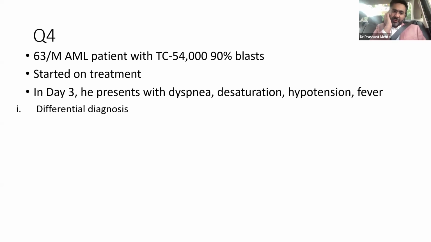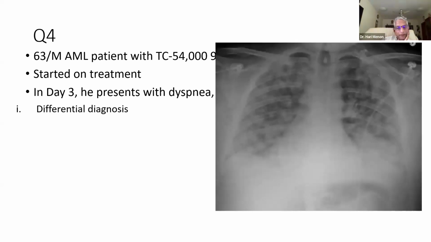Yeah. So this is the fourth question: a 63-year-old male AML patient with a 54,000 count and 90% blasts, started on treatment. Day 3 presents with dyspnea, desaturation, hypotension. So what could be the differential diagnosis? You will need to move the slide slightly, because I think there is an image alongside this slide which will only show up if you move. Are you getting my voice? Yeah. So this image will be required for them to make a differential diagnosis.